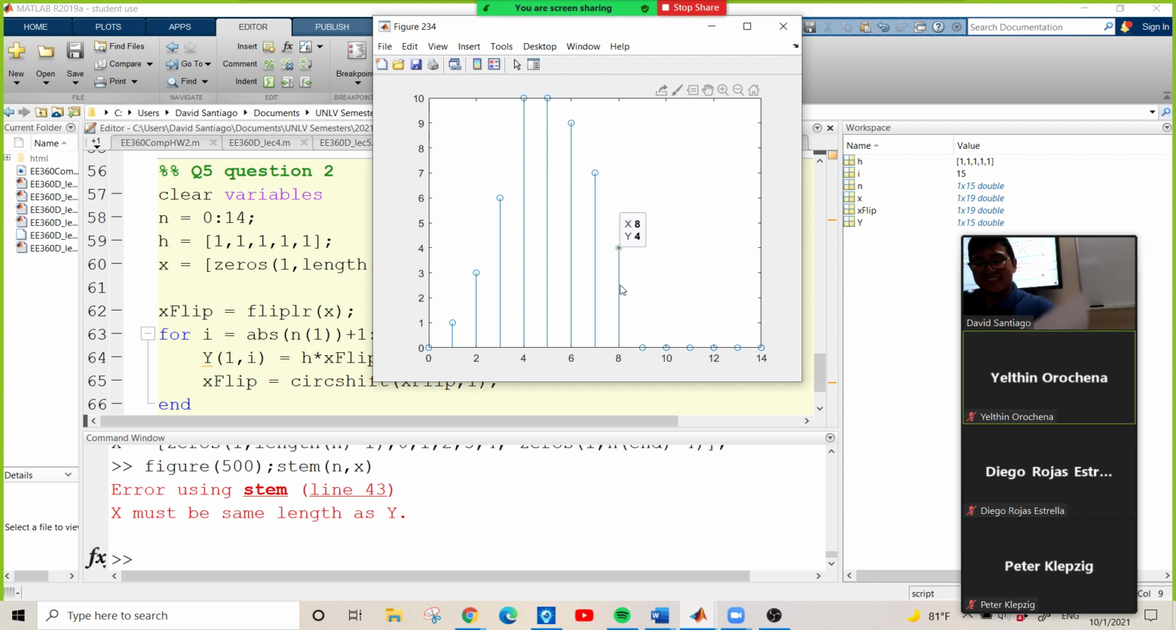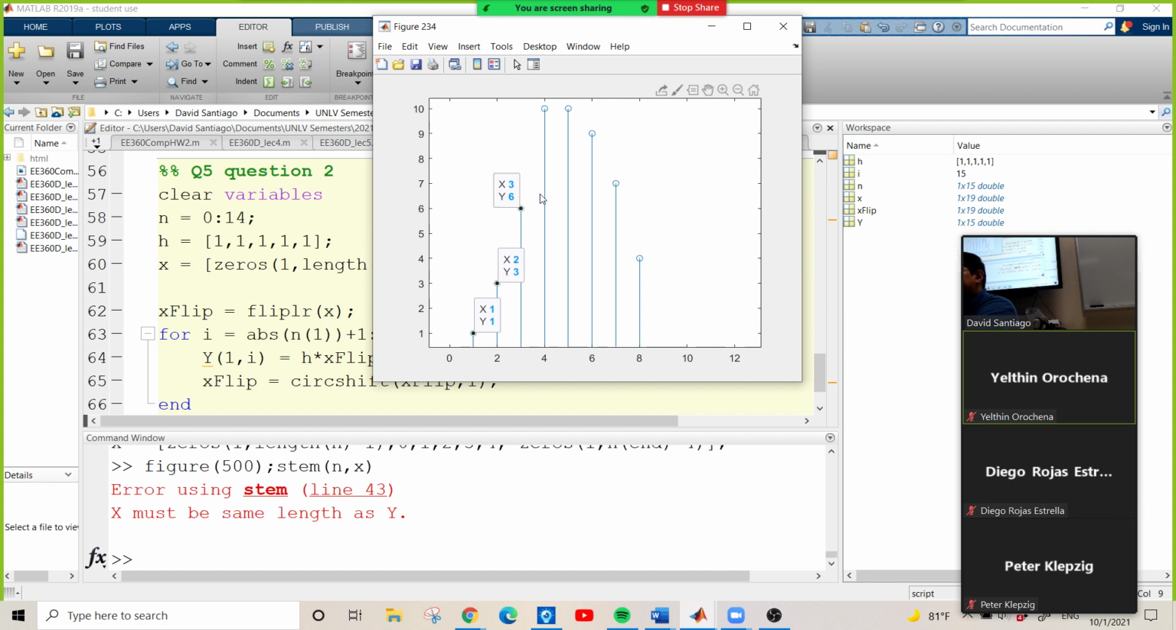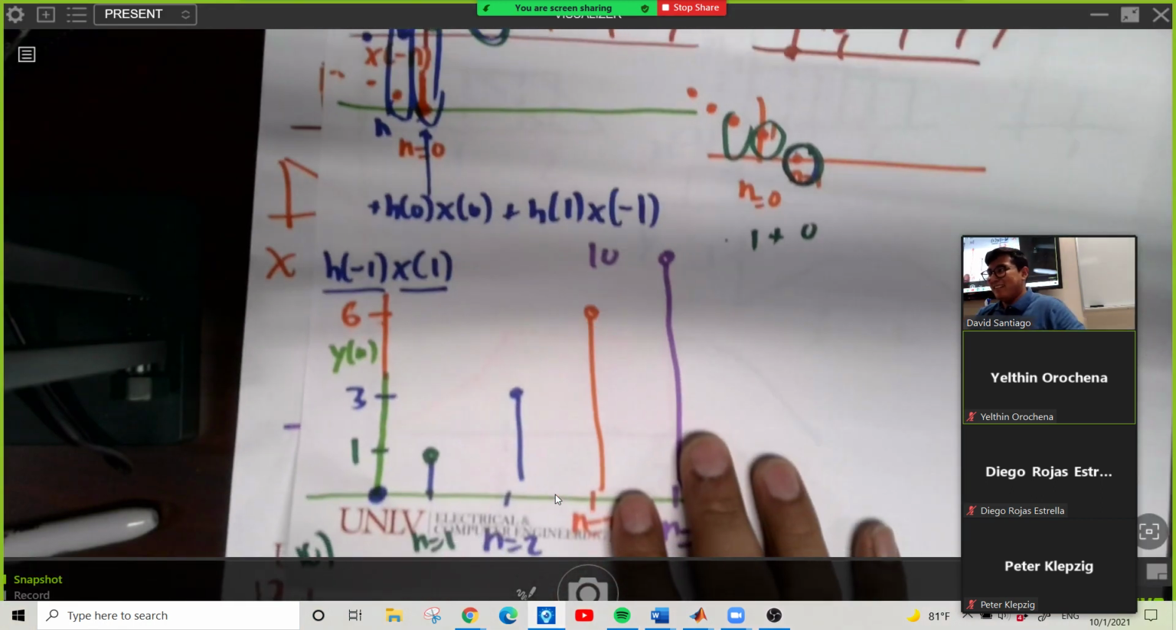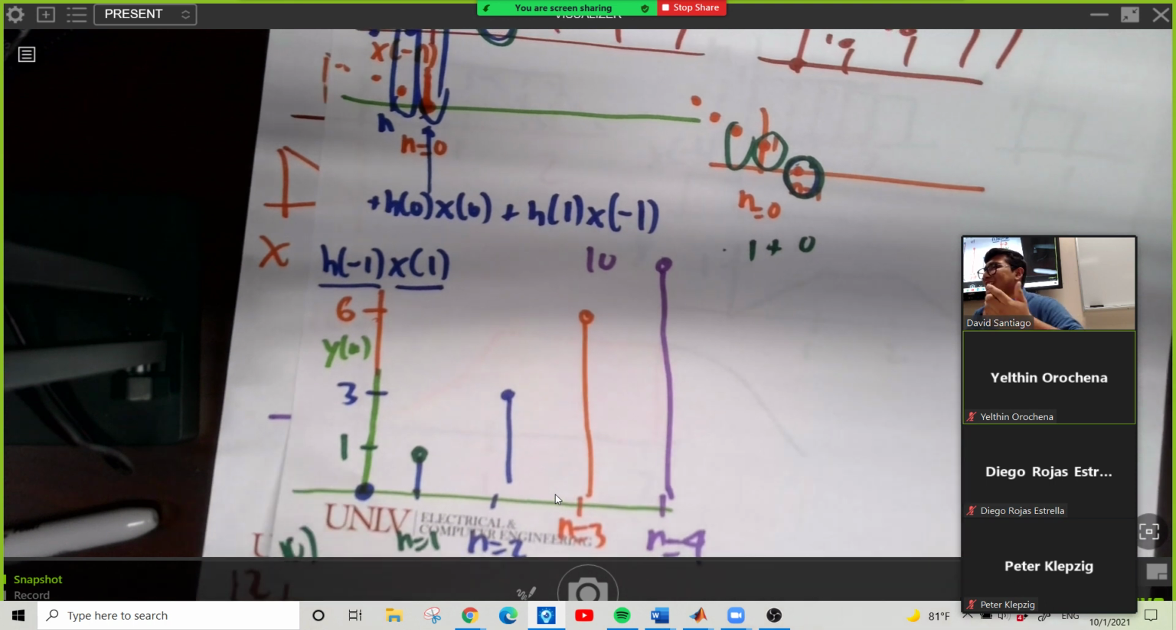Let's check our answer. Aha! Here it is. What do we have at time equal to 0? 0, right? Here's our 1. What do we have there? 1. And that right there is a 3. That right there is a 6. And that right there is a 10. Is that what we get in our little solutions right here? Look at that: 1, 3, 6, and 10. If you keep going down, that's how you verify your answer.